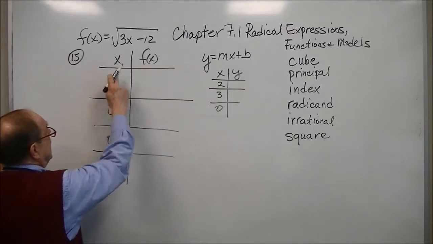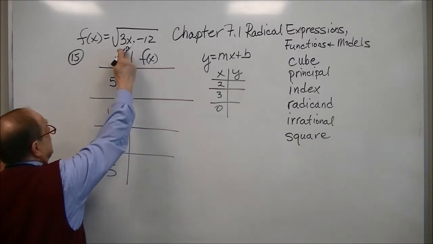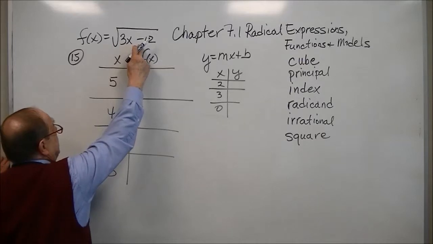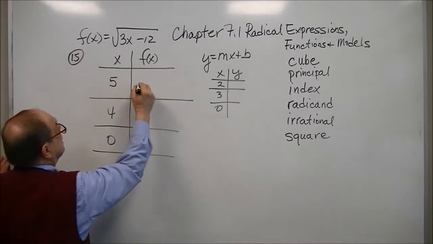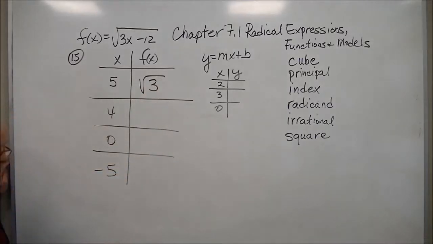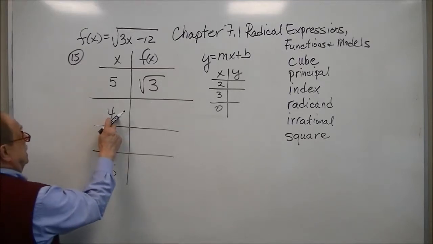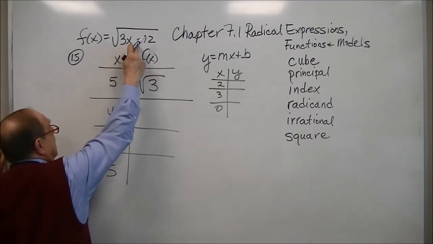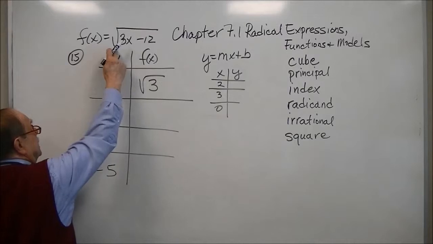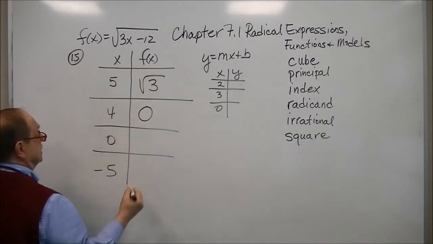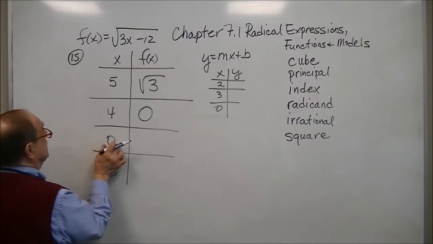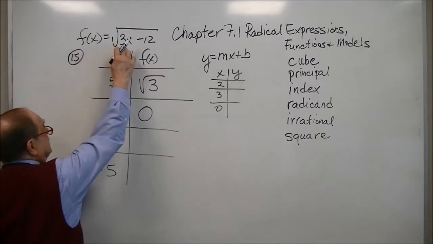So here we're going to put a 5 where the x is in the formula. So 3 times 5 is 15. 15 minus 12 is 3. So the square root of 3. Now we're going to put a 4 in there. 3 times 4 is 12. 12 minus 12 is 0. And then the square root of 0 is 0. And then we have a 0 in there. Well, 3 times 0 is 0.